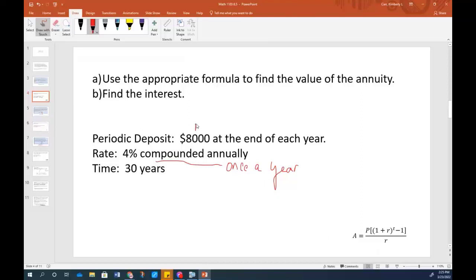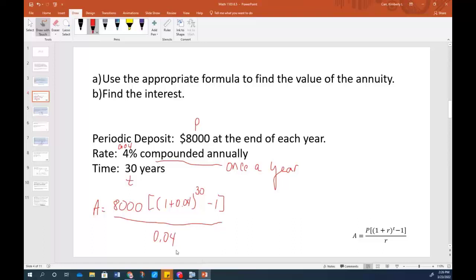Now the periodic deposit is P. My interest rate as a decimal will be 0.04. And 30 years is T. So I have A is equal to 8,000, bracket, parentheses, 1 plus 0.04, of course I could combine those, raised to the T, which is 30, minus 1, close bracket, and all of that is over 0.04. Well, that's an ugly formula.